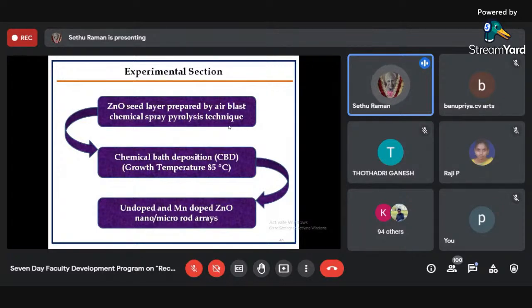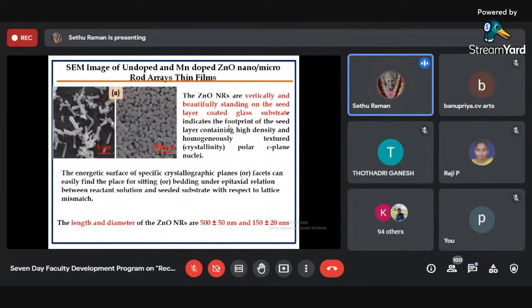In the experimental section, the zinc oxide seed layer is prepared by the chemical spray pyrolysis technique. Instead of the hydrothermal technique, here we have chosen a chemical bath deposition technique to grow the zinc oxide nanorods. The growth temperature is about 85 degrees Celsius. So undoped and M doped zinc oxide nano-microrod arrays are prepared by the simple chemical bath deposition technique. These are all the results.